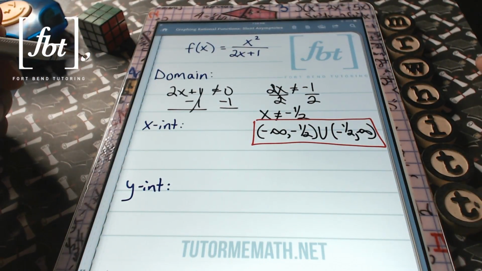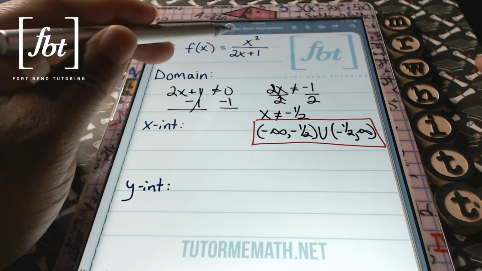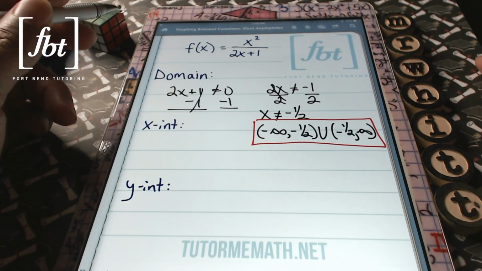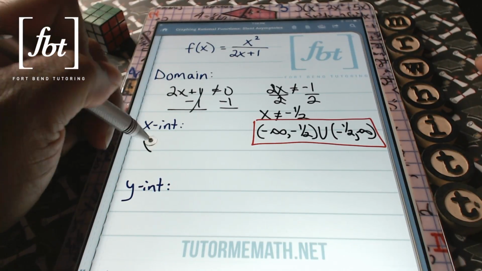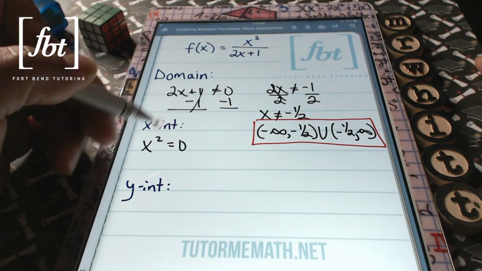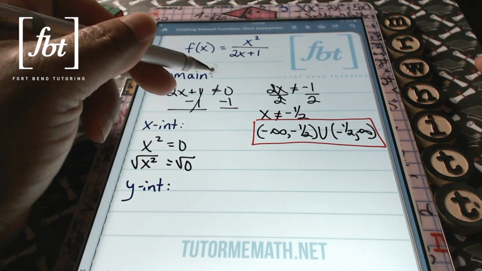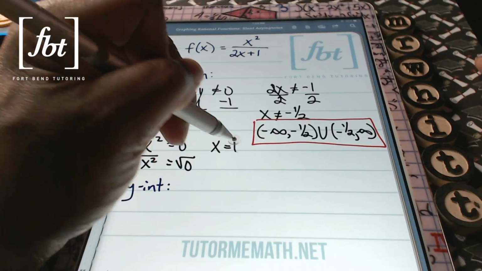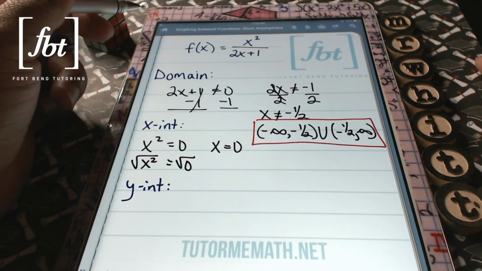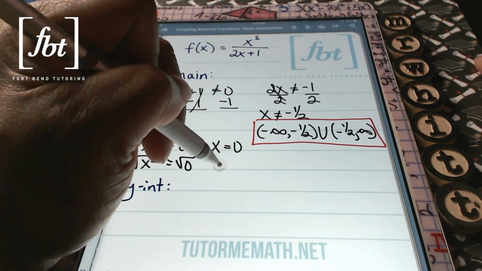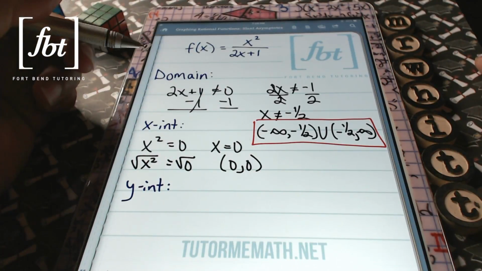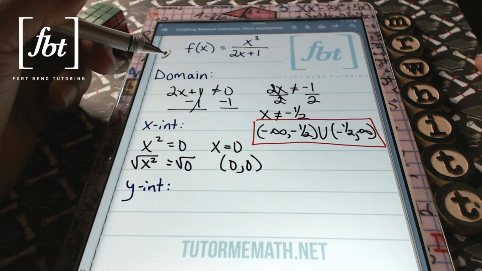And now for our x-intercept, you're simply going to set the numerator equal to 0 and solve for it. So our numerator is x squared. You'll set that equal to 0. You can then take the square root of both sides of the equation and find out that x equals 0. Therefore, as an ordered pair, our x-intercept is (0, 0). That's it. Red box it.